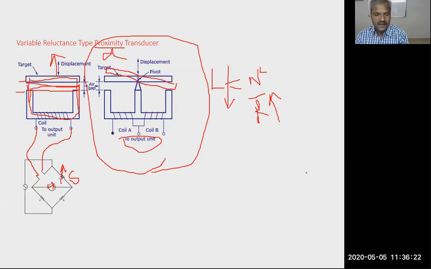This can again be connected to the various mutual inductive transducer bridges that are available. Otherwise, you can use this AC bridge also. Here, connect this coil here.